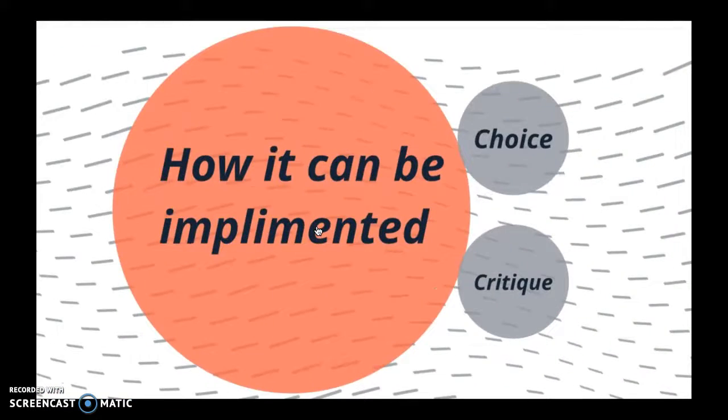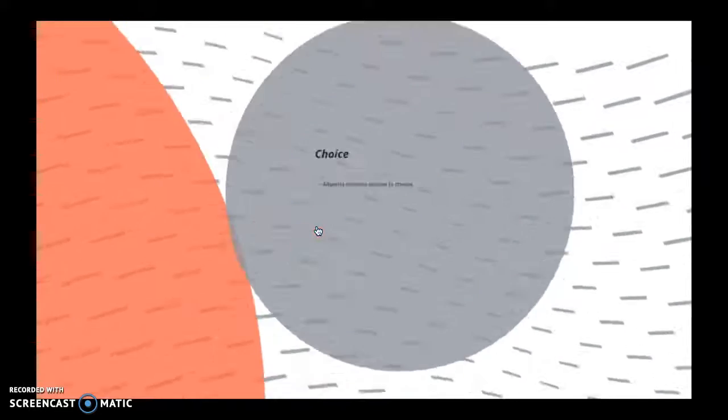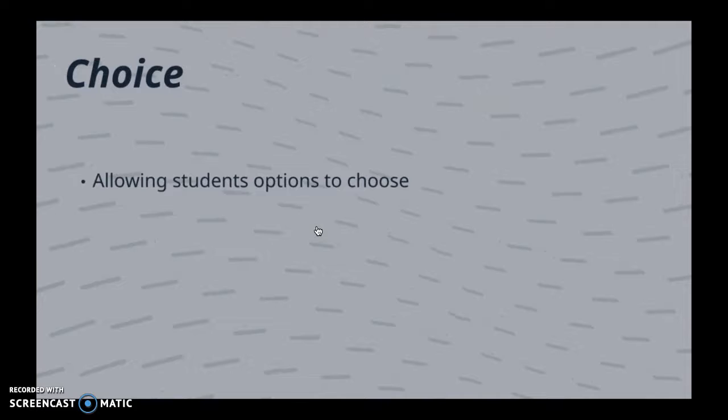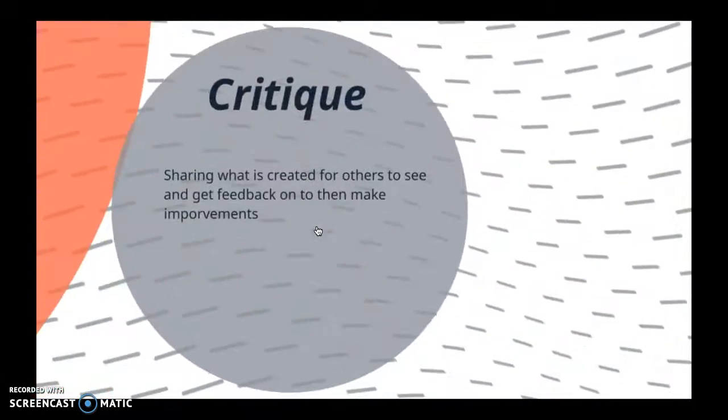How it can be implemented. There are two different ways that I thought it could be implemented: choice and critique. Choice, obviously, means allowing students to choose options. Like I said, there are so many different platforms out there that we can have our students be using to be creative communicators. And then critique.